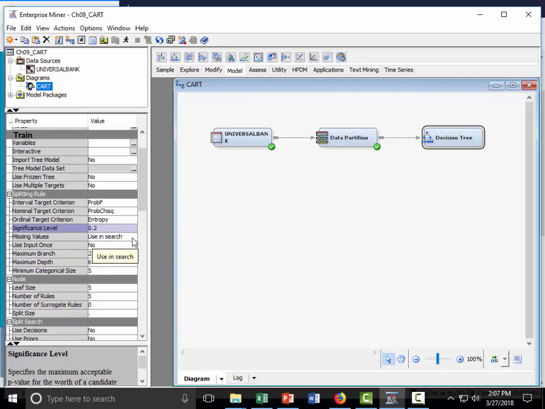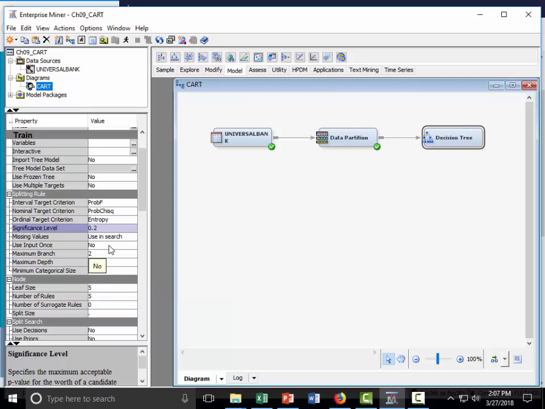For the missing value, the default is use in search, which means missing values will be used like what we saw in the interactive tree. It will be used as a possible value and used to branch.